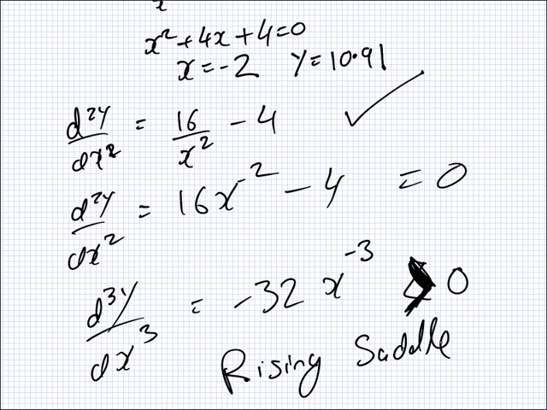Right. What's next? 1C. The answer is rising saddle. Why? It's positive. And the third derivative is negative. Second derivative is 0. You sure you want me to check? I don't think your class wants me to check, but I'll check.